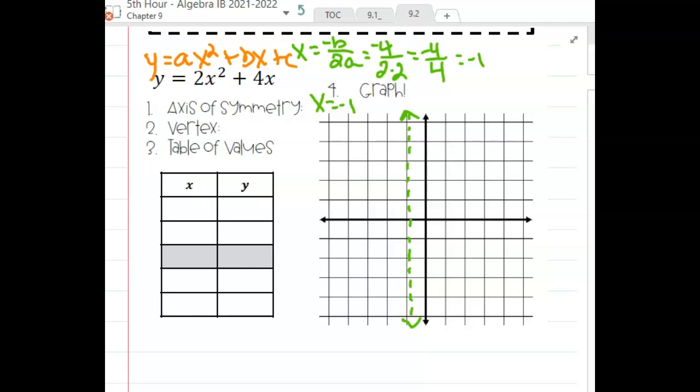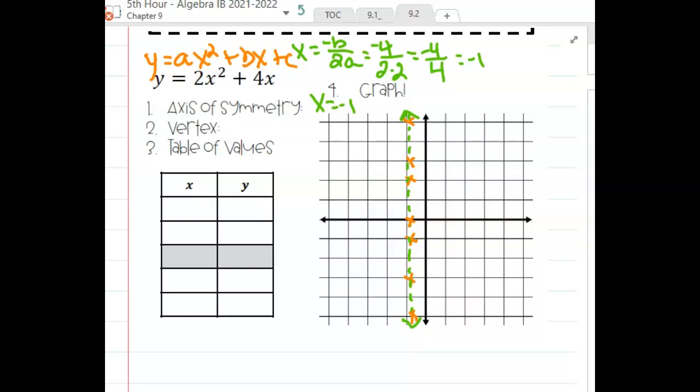But here's the thing. If you know your vertex is on this line somewhere, you already know something about this point. Because think about all of the points on this line. This point here is negative 1, comma 0. This point is negative 1, comma 2. This point's negative 1, negative 3, negative 1, 5, negative 1, negative 5. What do all those points have in common?